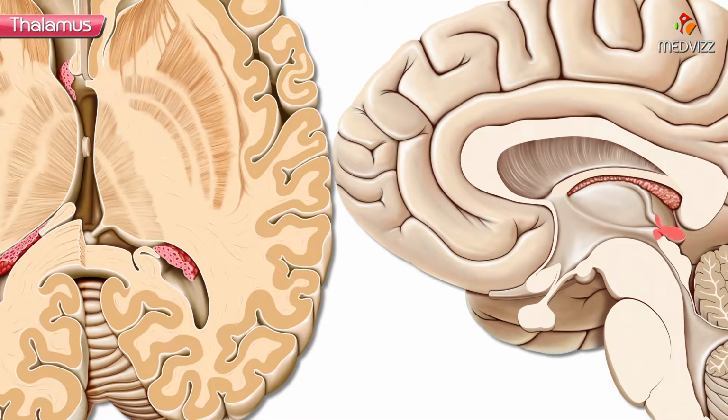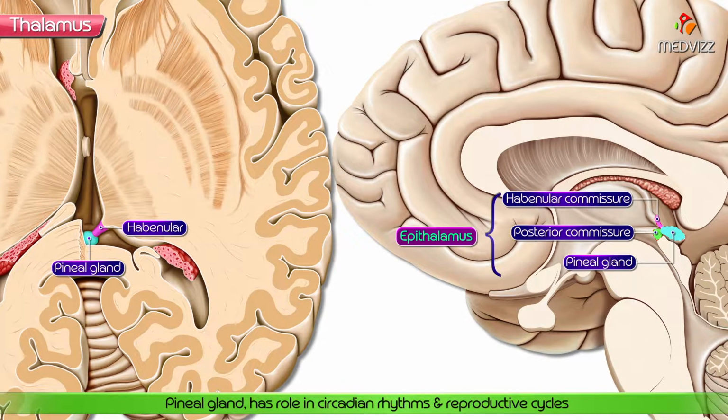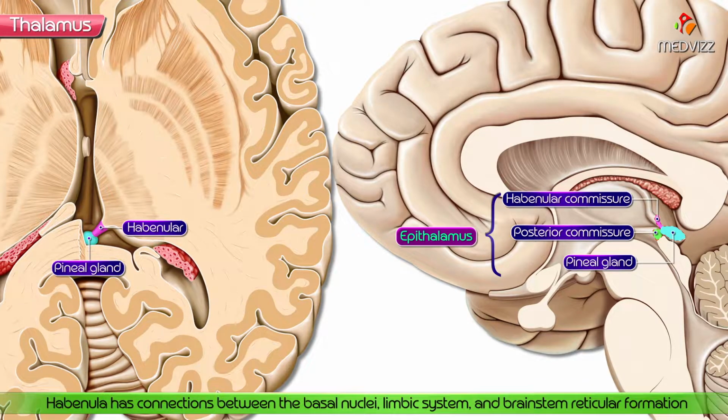So here the epithalamus includes the pineal gland, which in humans has an important role in circadian rhythm as well as in reproductive cycles, and the habenula, which has connections between the basal nuclei, limbic system, and the brainstem reticular formation.